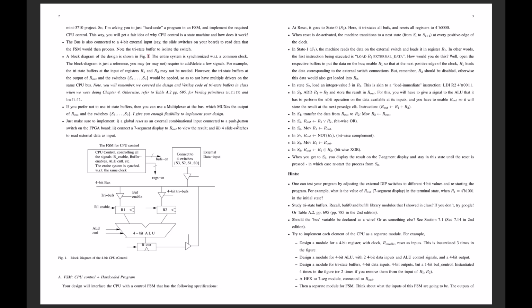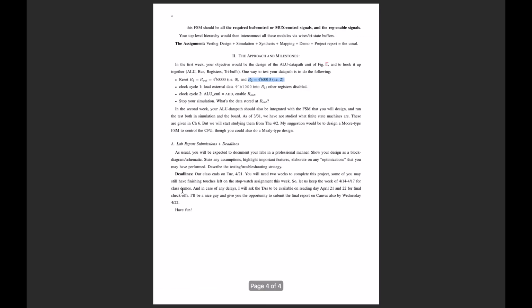So what do you do? You first set your switches to 0010, and you enable these two tri-state buffers, and then you enable your R2 enable, and you should see that R2 will end up getting the value 0010. Again, this is in your ModelSim, guys. This is for you for week one.